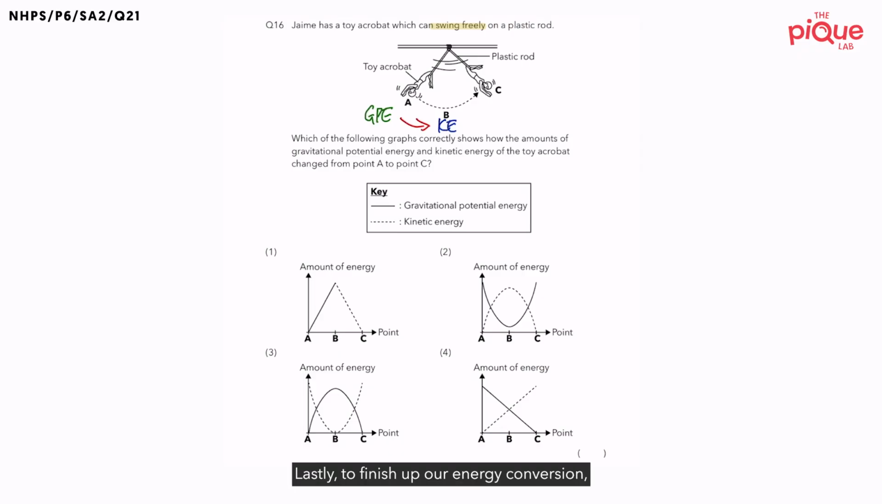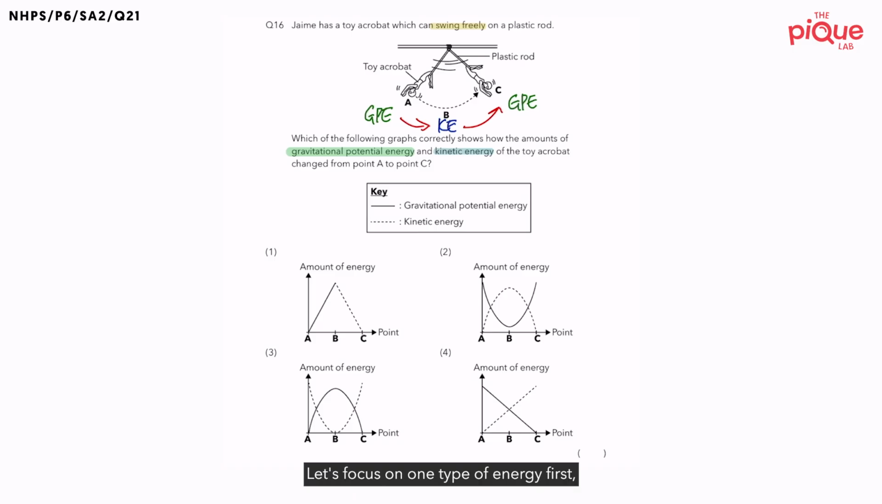Lastly, to finish up our energy conversion, let's take a look at the toy swinging from B to C. From B to C, it swings back up to a height above ground, so kinetic energy is converted back to gravitational potential energy. This question is asking us to choose the correct graph that shows how the amount of gravitational potential energy and kinetic energy changes when the toy swings from point A to point C.